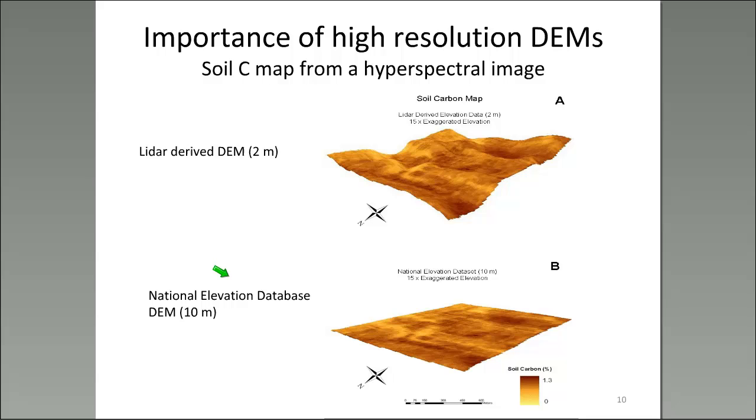This shows you an example of why LiDAR data is important. This is a carbon map developed using hyperspectral imagery. I will not go into how we did that, but it shows projection of the map on two different DEM products. One is the National Elevation Database, which just shows the field being a flat, tilted plane, whereas the LiDAR has a rich amount of information on topography and reflects the relationships with carbon distribution in the field.